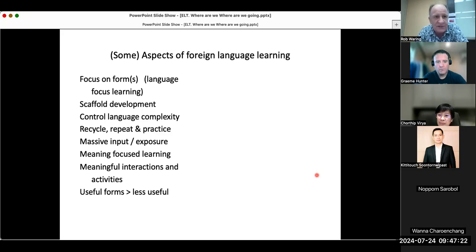So high-frequency words are going to be more useful than less frequent words. And frequent forms should be taught before rare words. That's obvious as well. Let's deal with the words that students need first, ones they're going to meet first, and then later deal with the rarer words and the rarer grammar. Students need to develop fluency. They need to be able to not just read something with a dictionary. They need to know how to read something or speak or write fluently.